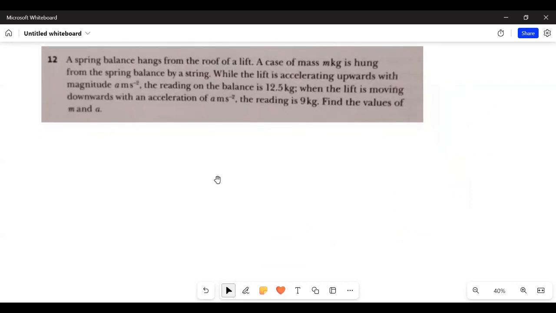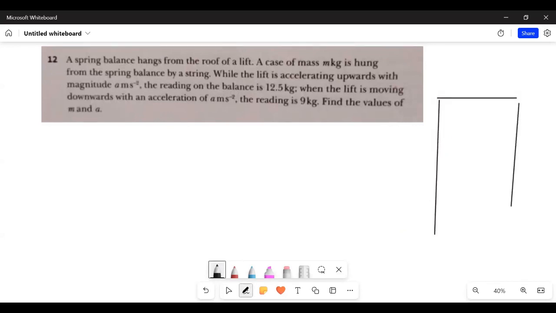A spring balance hangs from the roof of a lift. I don't exactly know what a spring balance is, but it measures the weight as well. Okay, a spring balance hangs from the roof of a lift. A case of mass m kg is hung from the spring balance by a string.